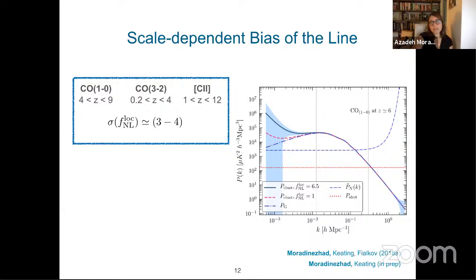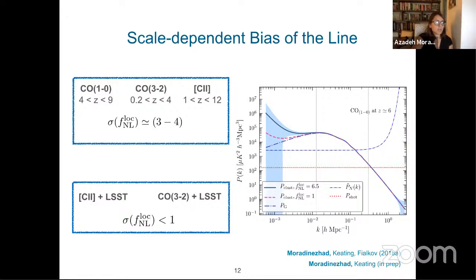And for CO we took loosely a survey like COMAP, but improving certain aspects of COMAP in terms of the sky coverage and redshift coverage. And then recently we also looked at other CO rotational lines, and it turns out CO 3 to 2 would be the most interesting one for FNL. So this tells us that we are able to constrain sigma FNL of order unity, so there is interest there. But you can also show that if you combine this with galaxy surveys, in particular something like LSST, you can push down this FNL to below order unity potentially.